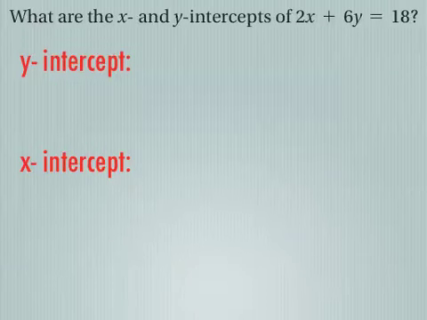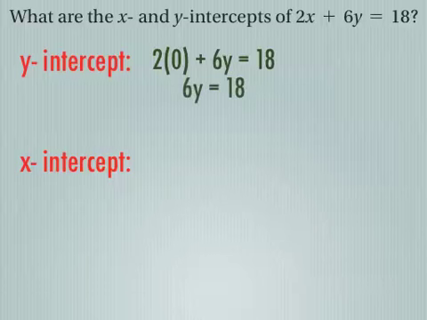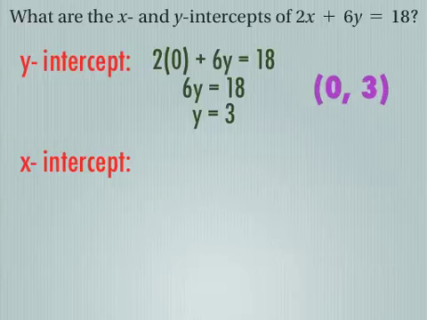This first example says, what are the x and y intercepts of 2x plus 6y equals 18? To find the y-intercept first, I'm going to plug in 0 for x, so I have 2 times 0 plus 6y equals 18. Well, 2 times 0 is 0, so I'm left with just 6y equals 18. To solve for y, I need to divide by 6 on both sides, and when I do so, I find that y equals 3. So my y-intercept is a point at 0, 3.